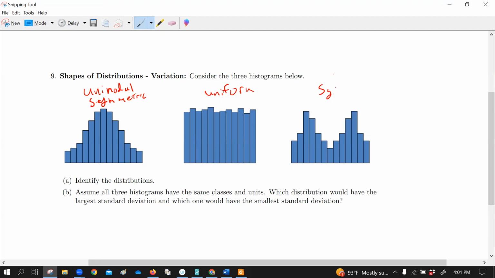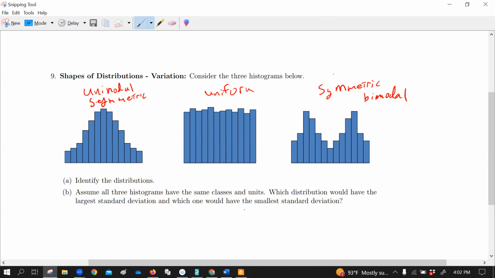Okay, so neither of these are skewed. None of these are skewed. So this is symmetric, but it's bimodal. These two modes. So I got them named. So which would have the largest standard deviation? Which would have the smallest standard deviation?